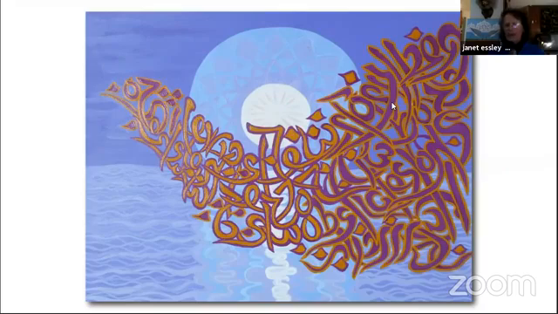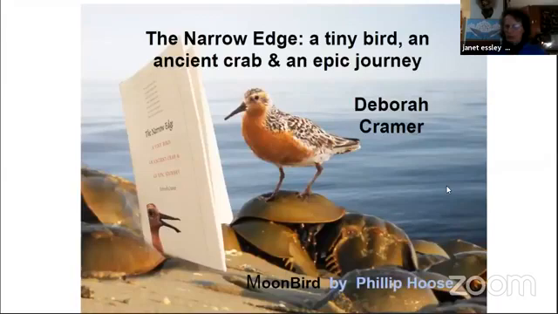The next slide, if any of you want to learn more about the connection of horseshoe crabs and red knots, there's a marvelous book called The Narrow Edge: A Tiny Bird, an Ancient Crab, and an Epic Journey by Deborah Kramer, and a book for young adult readers called Moonbird by Philip Hoose is also an excellent book. Go to your local bookstore to acquire these.